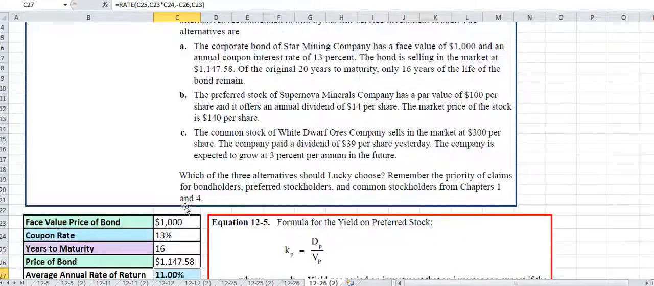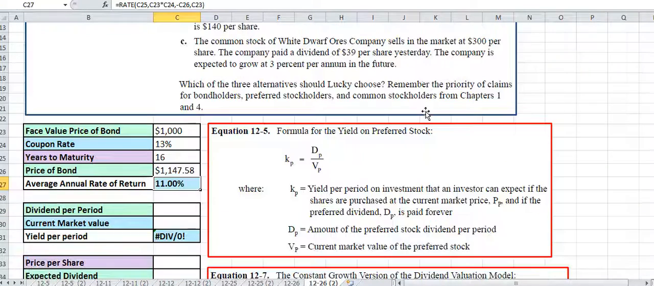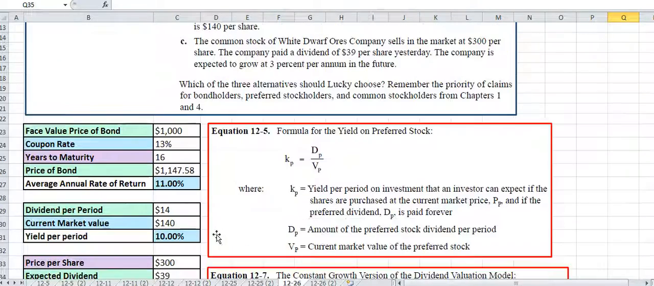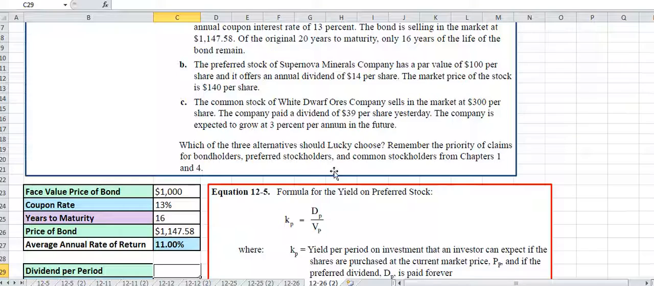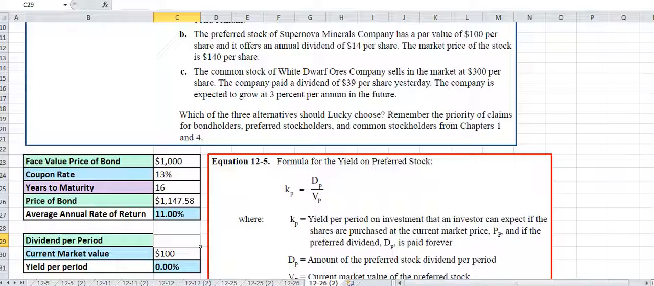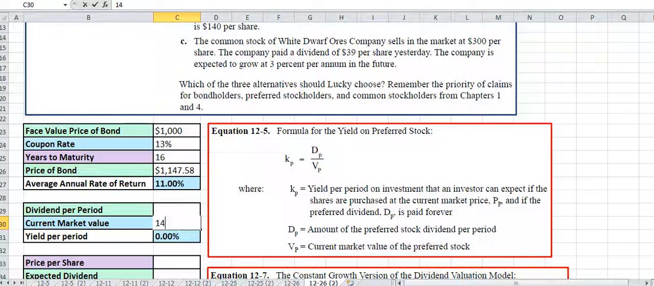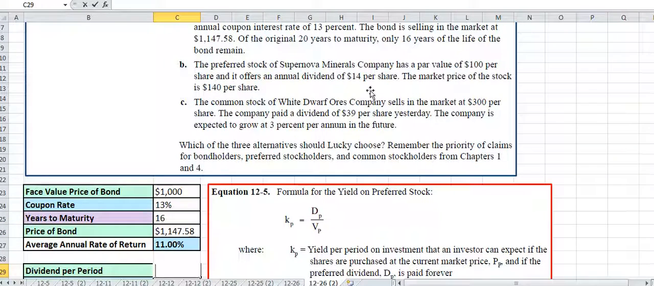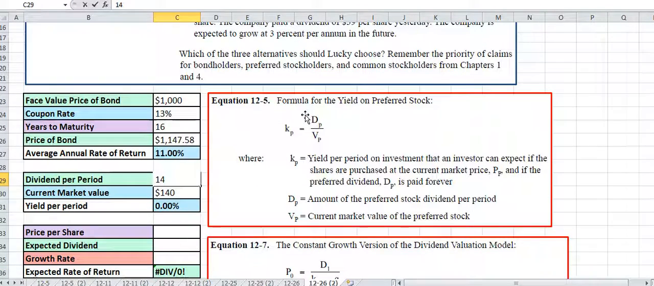Okay, so let's move on to the preferred stock, which has a par value of $100 per share. So put that right there. And the dividend per period is, wait a minute, par value is $100 per share. Let me make sure I did this right. I don't want to confuse anybody. Okay, so we put 140. This is what they do sometimes: they give you stuff you don't need, so that's just going to throw you off. The current price is 140, right? And the annual dividend is 14. So put that right there, and we can see that the yield per period of this preferred stock is 10%.